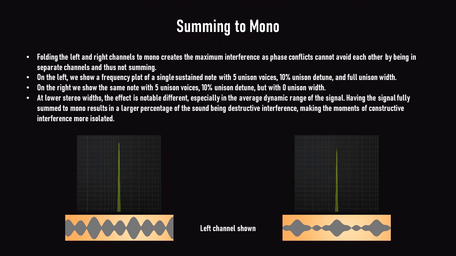On the left is the note with full unison stereo width, and the right is the same note with 0 unison stereo width. At the lower stereo width, the result of the effect is notably different, especially in the average dynamic range of the output signal. On the oscilloscope, the x-axis scale is the same for both plots, and the plot shows that the points of strong constructive interference happen less frequently, with less average amplitude in between.